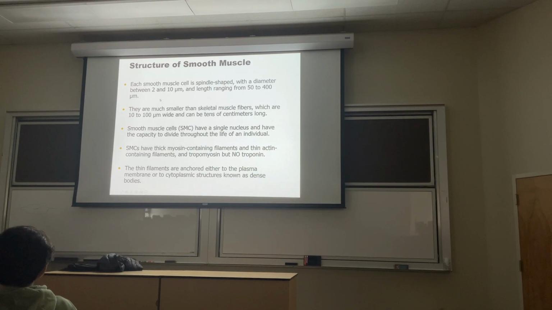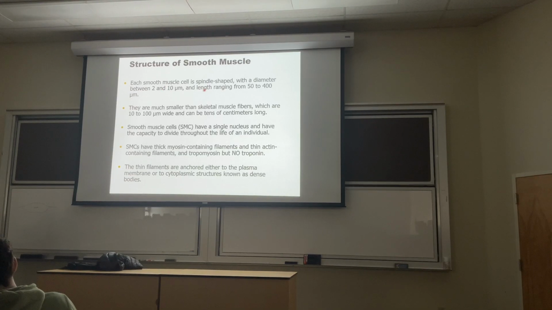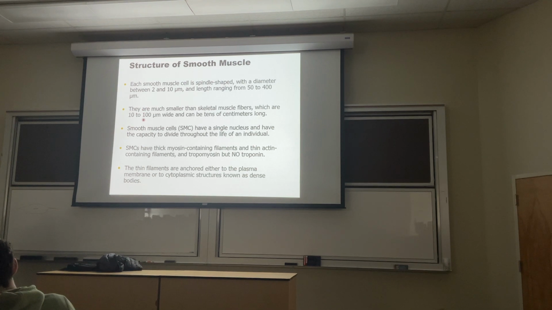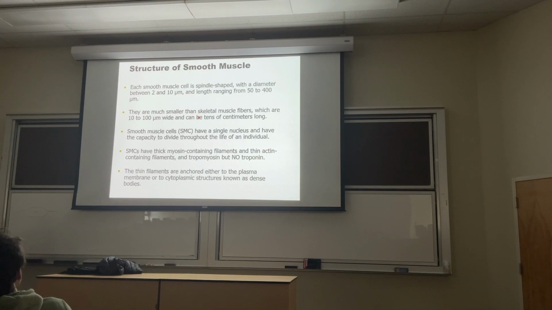Here is some of the dimensions. So the diameter, let's say around 5 microns, and maybe you're about 200 microns in length. And notice the skeletal muscles may be about, well, let's just say about 50 microns wide and tens of centimeters long. So you can see there's a huge difference between the length of the smooth muscles and the skeletal muscles.